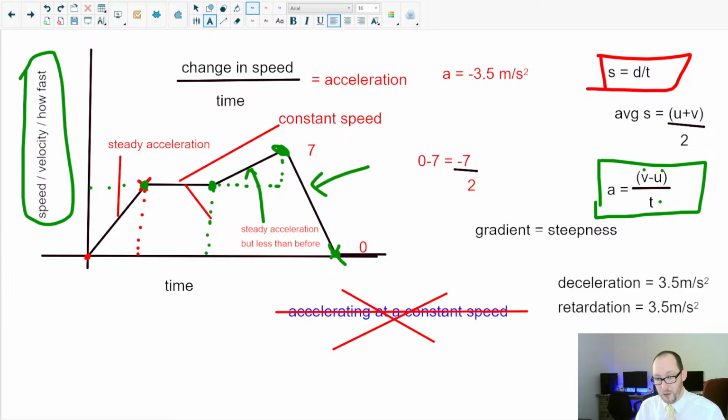And this is a spec point. You do have to be able to use this terminology. So deceleration, slowing down, and retardation, same concept, the rate at which you are losing speed.